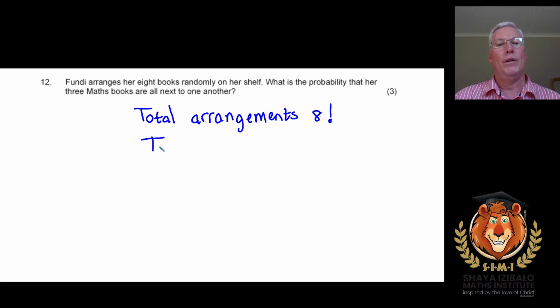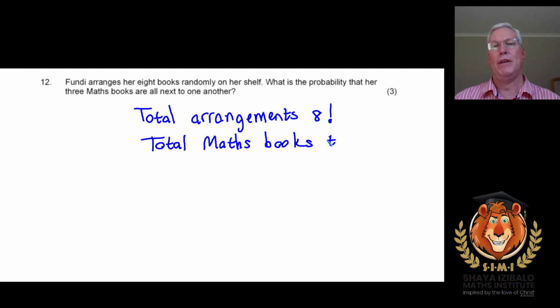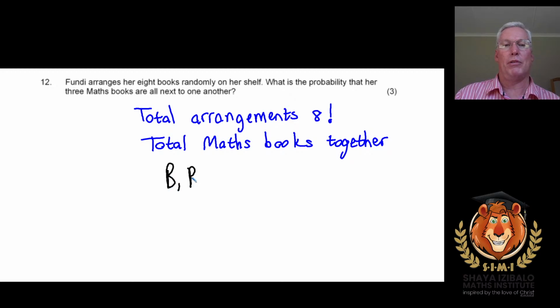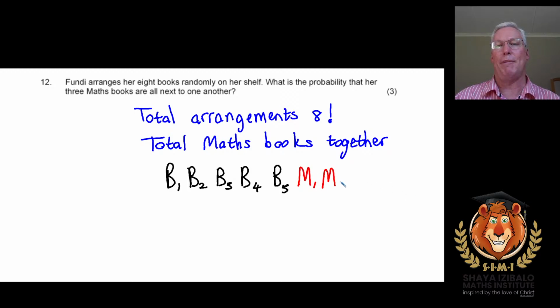Okay, now what's the total if the maths books are together? And remember the conceptual trick that we're going to use here? We're going to use a rubber band. So I'm going to draw a little picture of what we've got here. Remember, we've got a total of 8 books. So we've got book 1, book 2, book 3, they're all different, book 4, book 5, and then 3 maths books, which are also all different from one another, but they have something in common. They are maths books.